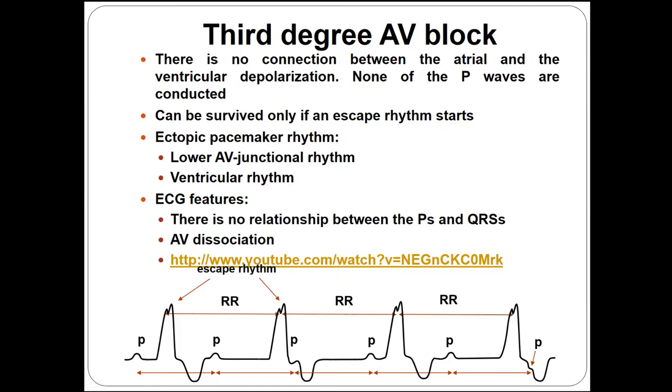One very easy thing: if you count the rate of the P, it is not proportional to the rate of the QRS complexes. And this shows that there's no connection between the P and the QRS complexes. So third degree block is usually associated with an escape rhythm from a lower center. And this is what is called AV dissociation.